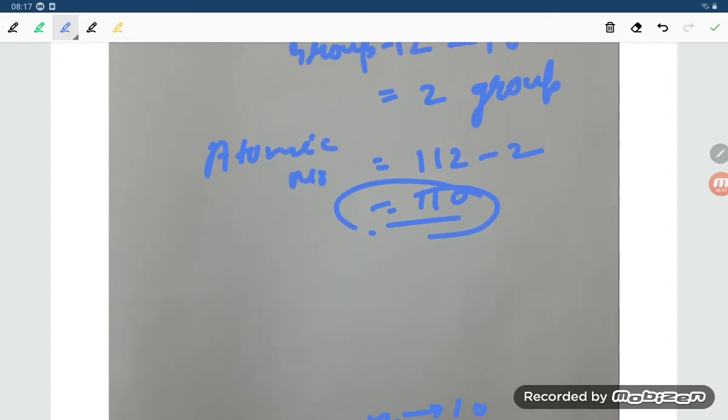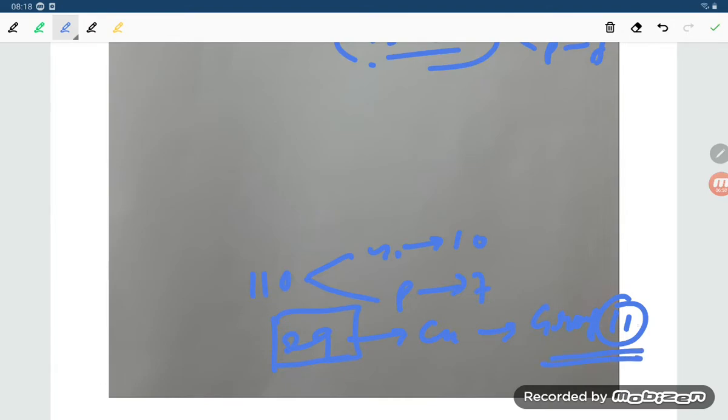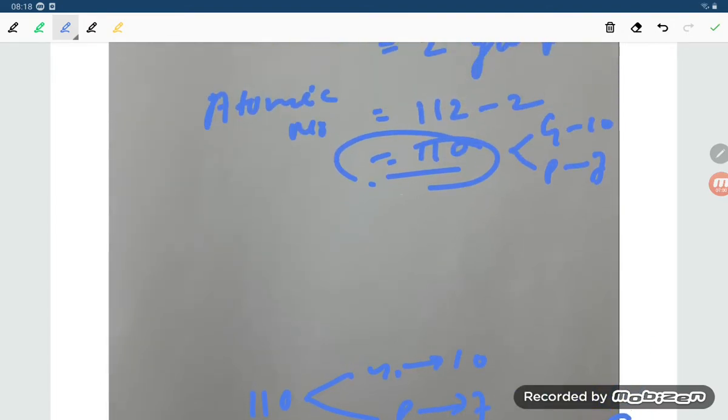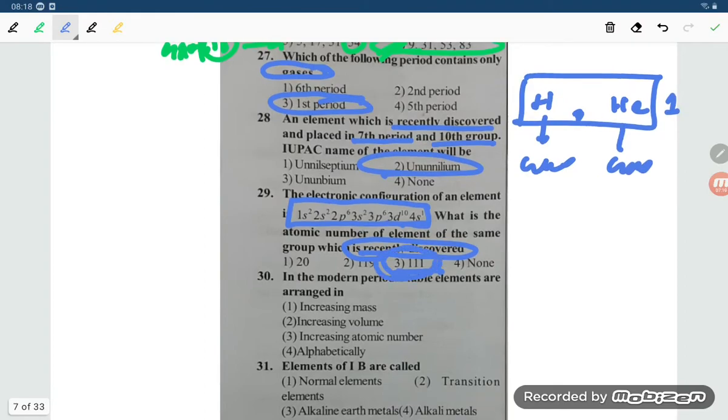110 means we just discovered group 10, period 7. Now they are saying group 11, the copper family. Group 11 means one electron will be added, so the atomic number will be 110 plus 1, which is 111, in period 7, group 11. Check with the options: the correct option is option number 3. Question number 29, option number 3 is correct.